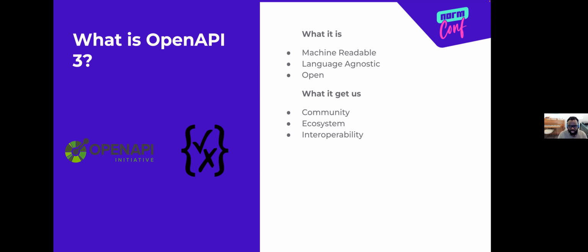And so what you get in return for that is community. Once things are machine readable and language agnostic, many tools will pop up. You get an ecosystem, so you get a wider array of tools. You get them being interoperable, which is the last point.